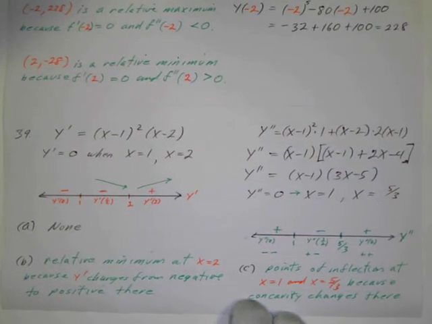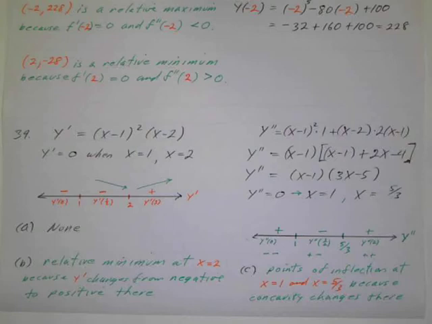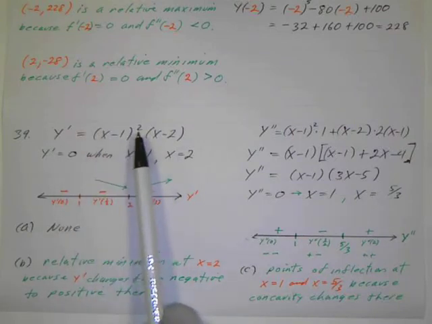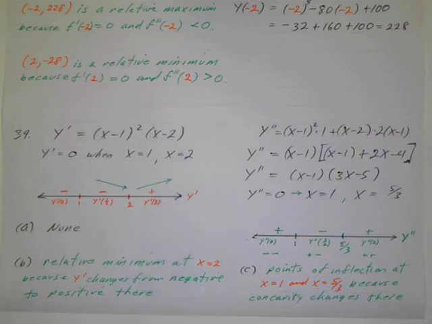You can even zoom in on these. Okay. So this is 39. And they actually give you the derivative. They give you that y prime is equal to (x - 1) squared times (x - 2) squared. And what you want to do on number 39 is find the local maximum, local minimum, and points of inflection, if it has any of those.